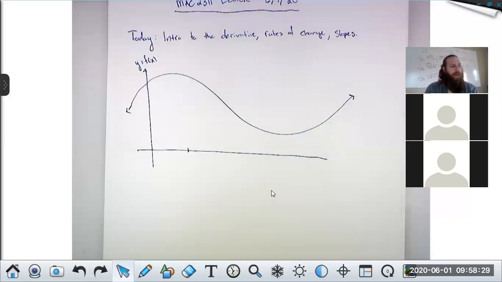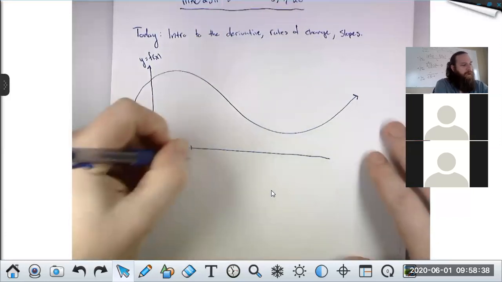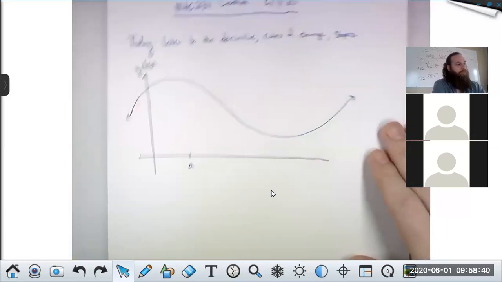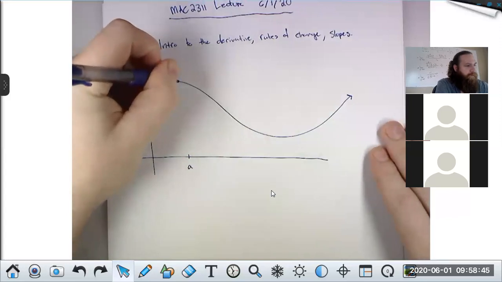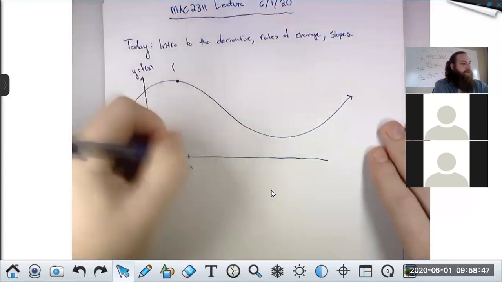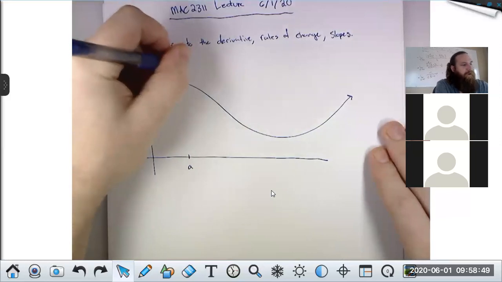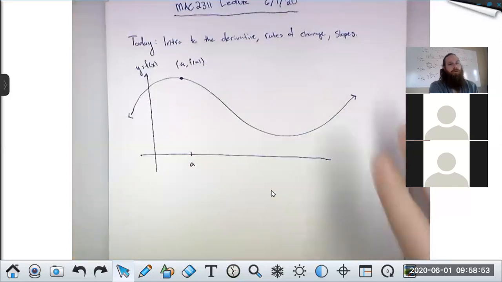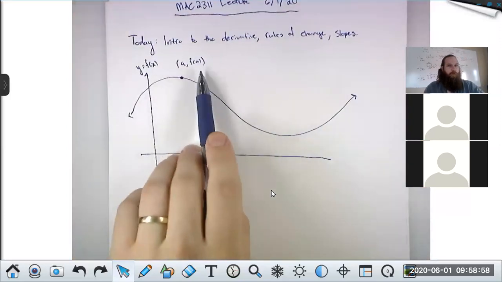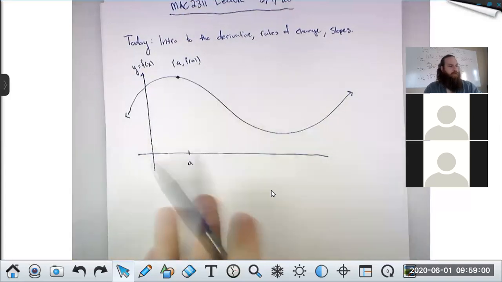And the tools we need to get that function are exactly the things we've been playing with over the first few weeks of the semester: difference quotients and limits. So I'm going to label this guy right here as A. And this point up here then, because it's along the graph of f of x, and the x value is A, has to be A comma f of A. Right? The y value along the graph of the function is always f of that x value.